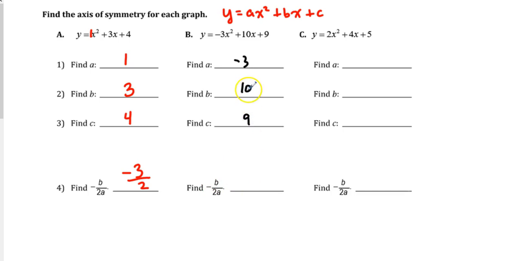Opposite of b over 2a, that can be simplified, 5/3. Positive. Part C. Opposite of b over 2a.